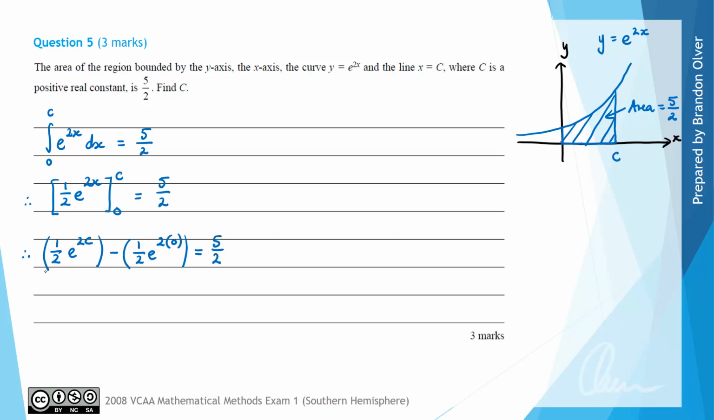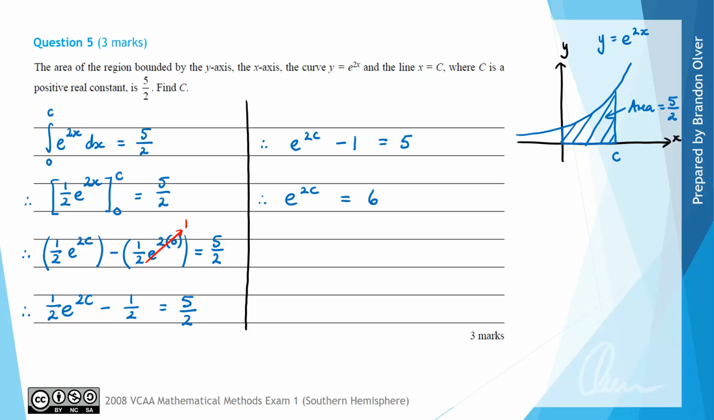And now if we clean that up a little bit, we find that this is a half e to the power of 2c, and e to the power of 0 is simply 1, so we have a half e to the power of 2c minus a half equals 5 on 2, and then if we were to multiply every single term by 2, we would find e to the power of 2c minus 1 is equal to 5. Adding 1 would give e to the power of 2c equals 6.